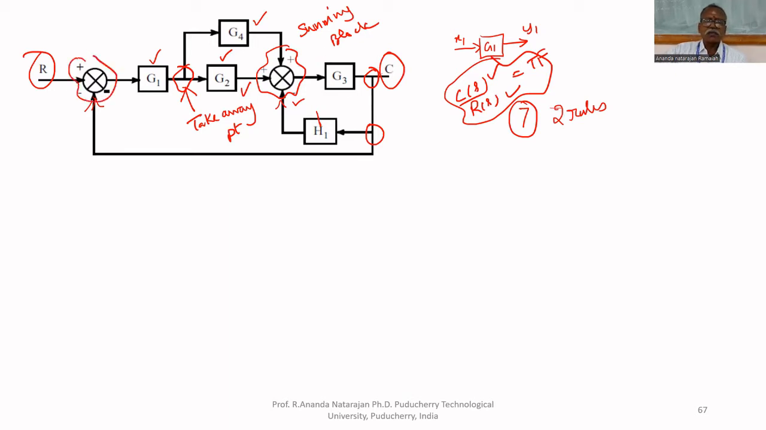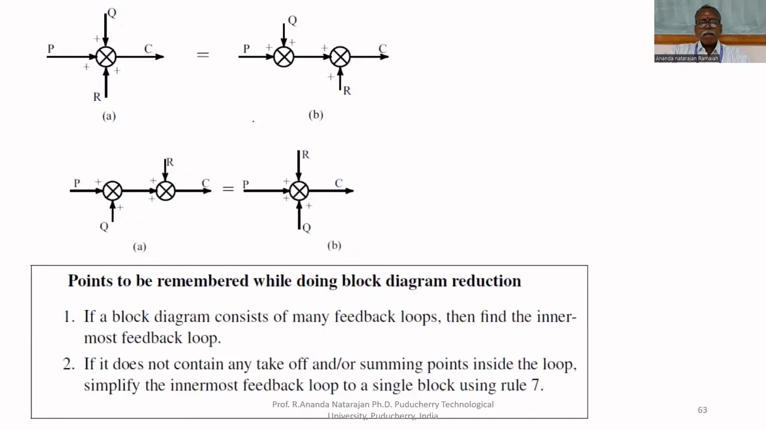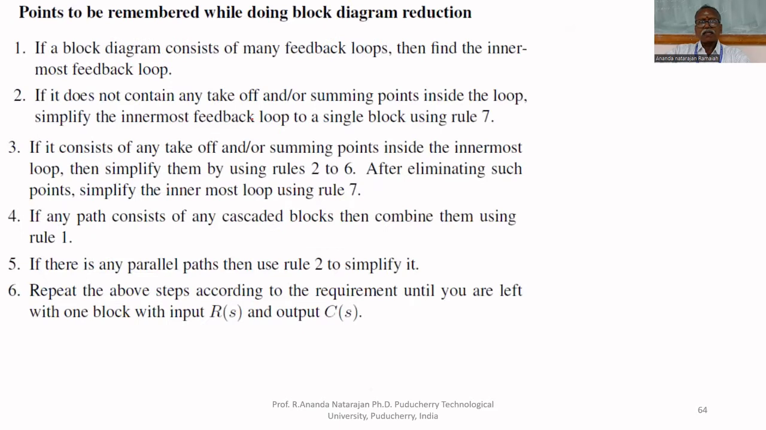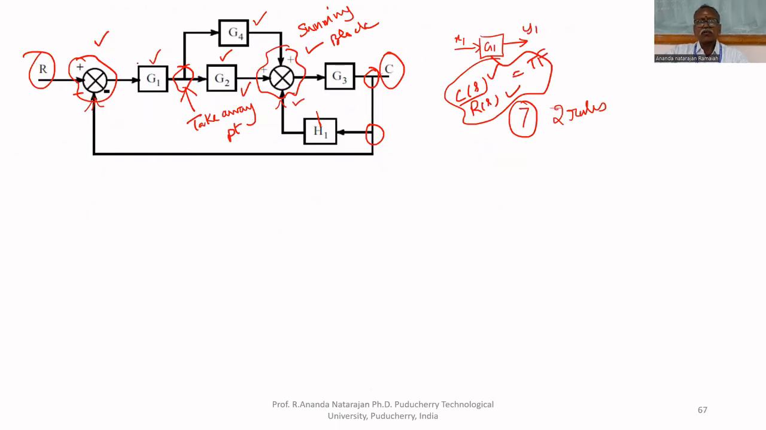Here also a summing block. But here, because of the sign, it subtracts. Even subtraction can be called summing. Positive value and negative value are summed together. You can say like that. So here, this block consists of two summing blocks and three takeaway points. If you want to reduce this, we'll see later. By using the 7 rules, we will reduce this to a single block, a single transfer function C of S upon R of S. We'll find that.